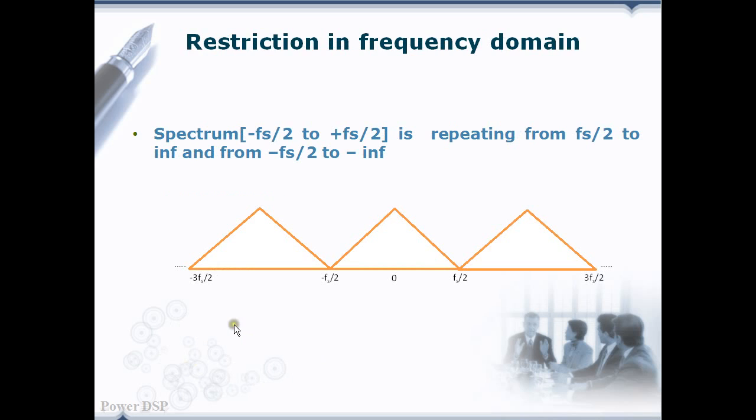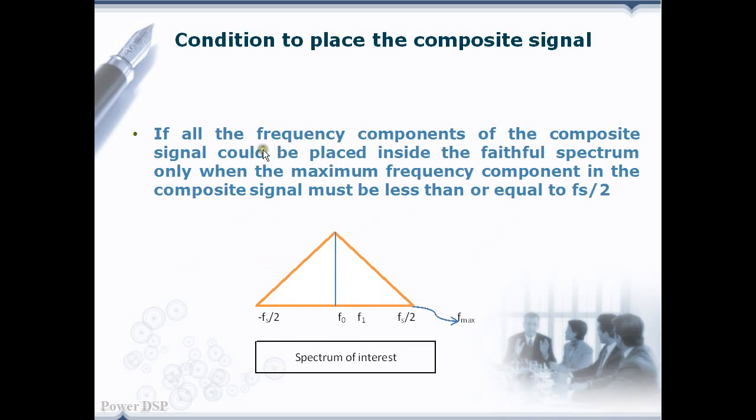Already we have seen the restriction of the frequency domain, that is, the spectrum from minus fs by 2 to plus fs by 2 is repeating from fs by 2 to infinity and from minus fs by 2 to minus infinity. The faithful spectrum is from minus fs by 2 to plus fs by 2, and that is the spectrum of our interest. All we need is to put all the frequency components of the composite signal in the faithful spectrum. We know the maximum frequency component of the composite signal, that is f max.